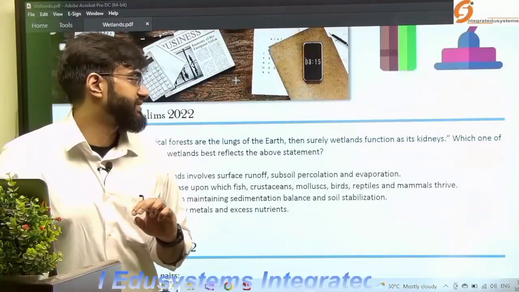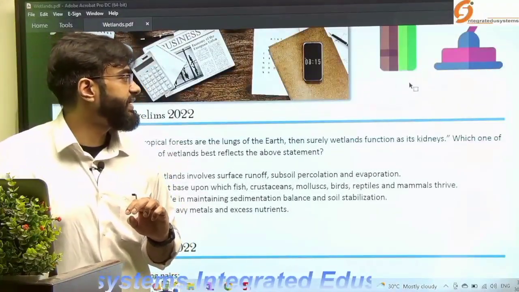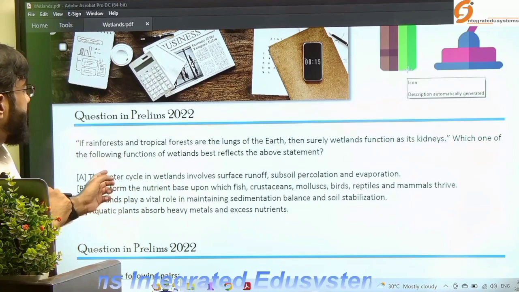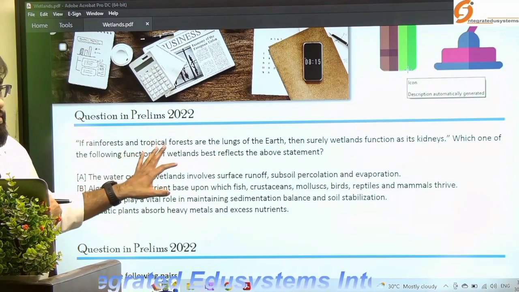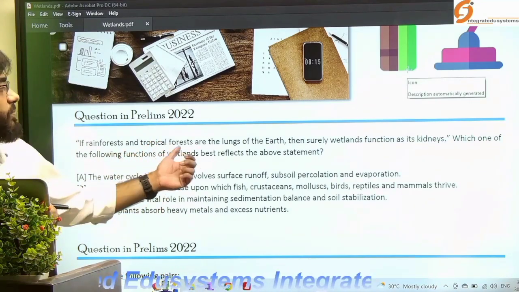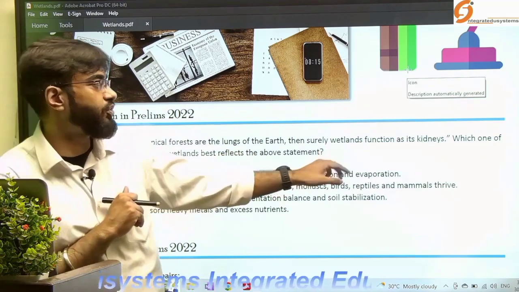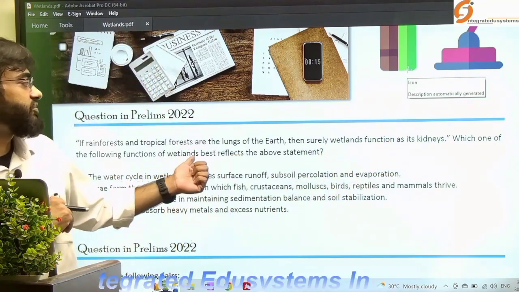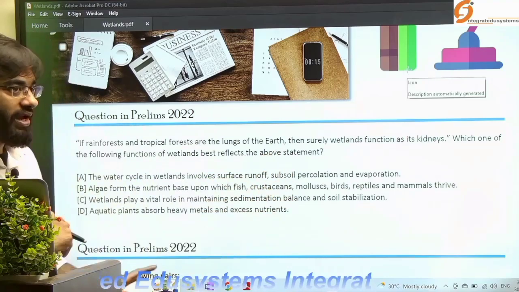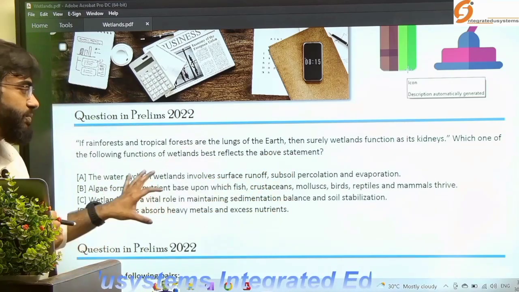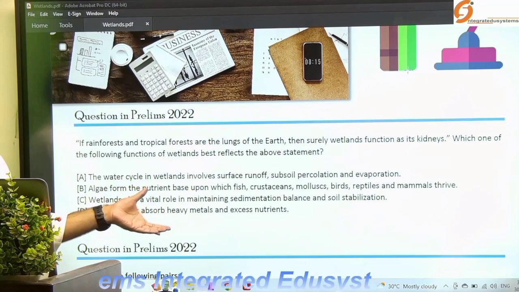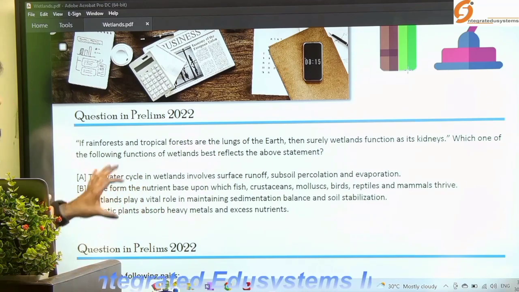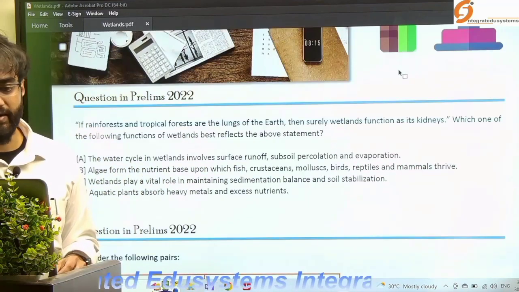Then this question, which we have already discussed in that NOAA infographic, was in the 2002 prelims. If rainforests and tropical forests are the lungs of the earth, then surely wetlands function as its kidneys. Which one of the following functions of wetlands best reflects this? Now I'll give you time. You can pause the video and look at the options, if you have not already seen the question paper, and analyze the question paper.